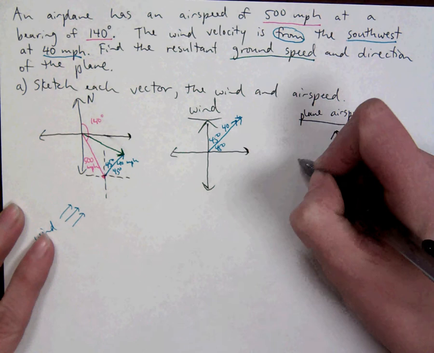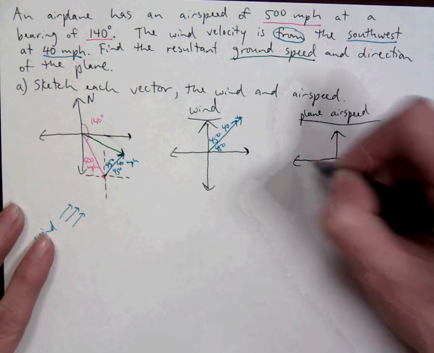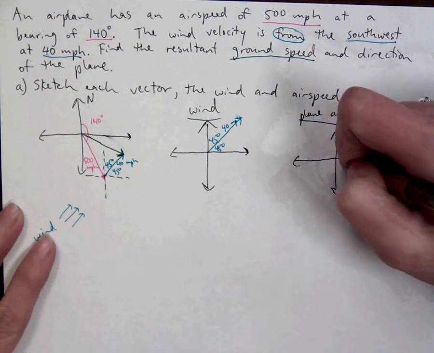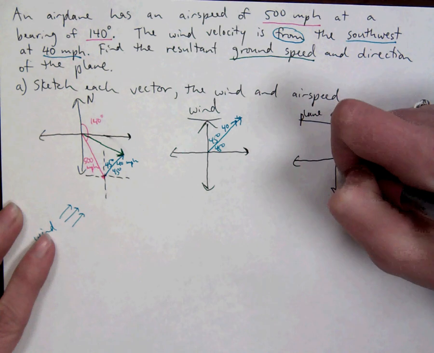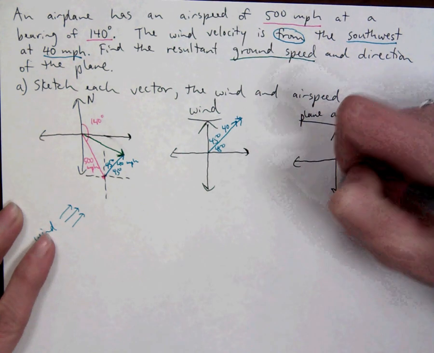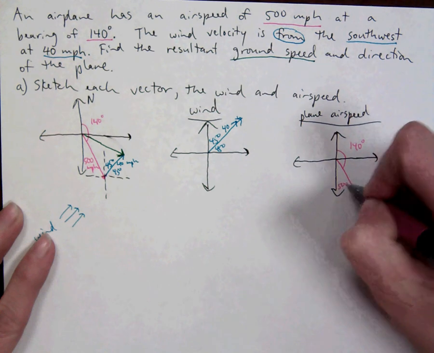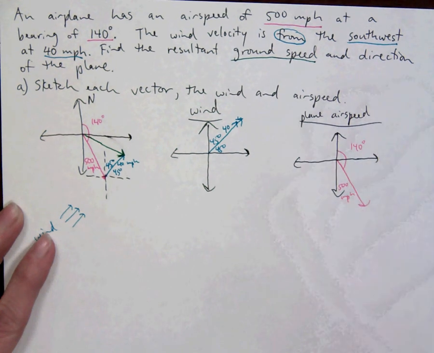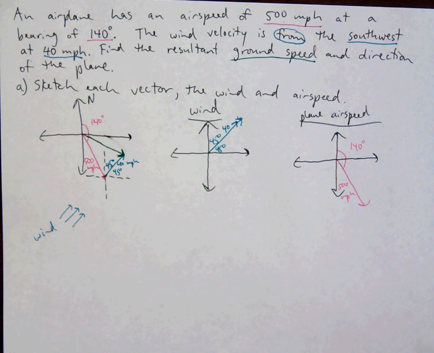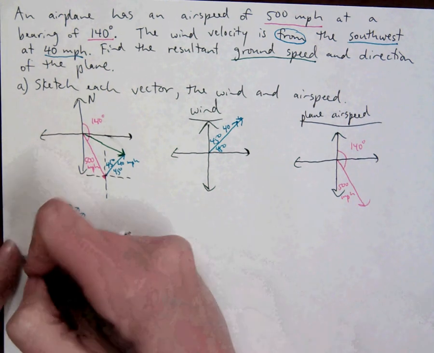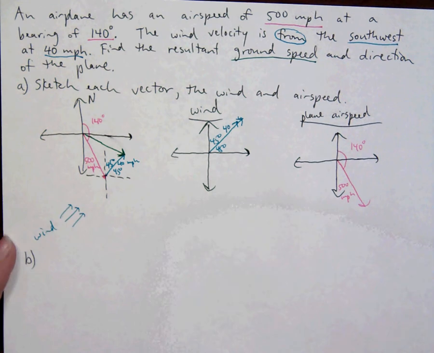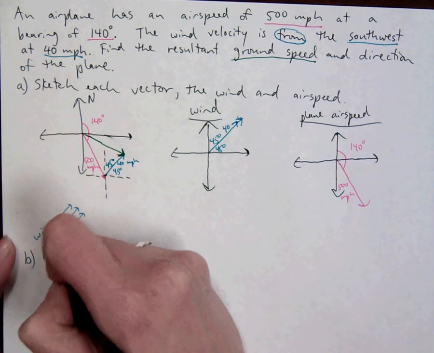Again, that was that original pink one, so I'm just going to do just that one on here as well. We've got a bearing, remember, of 140 and a magnitude of 500 miles per hour. Okay, so we have them separated now so that we'll be able to answer the questions, because the next question is find the vector representing the wind.